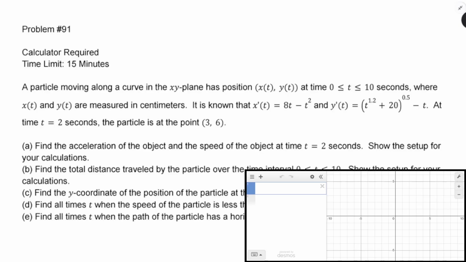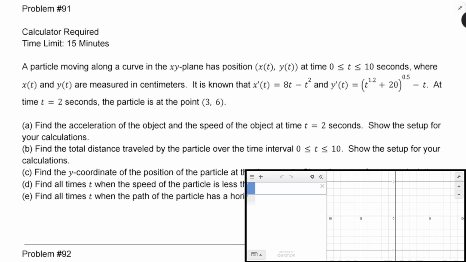If we know our formulas and we know what we're doing and we have experience with these problems, we should be able to do these in under 15 minutes. So, okay, they're going to give us the position is x of t and y of t, the derivative of x is 8t minus t squared, and the derivative of y is this thing.